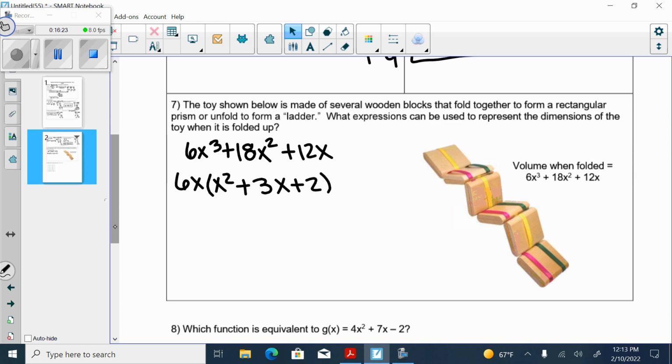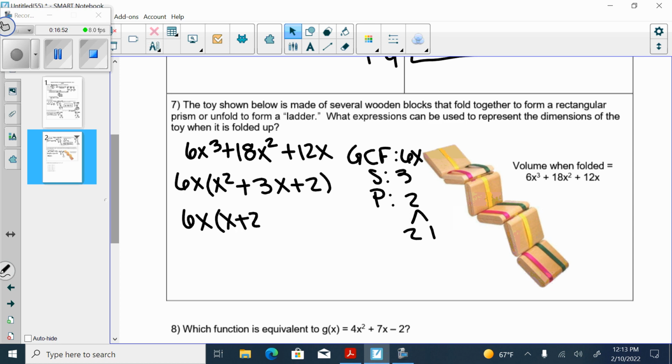Okay, so we have our GCF of 6x. What are my sum and products? 3 and 2. Good. Okay, and what's the only thing that's going to multiply to give us 2 and add to give us 3? 2 and 1. 2 and 1. Very good. Alright, so put our GCF in front. Then in my first parenthesis, I have x plus 2. And in my second parenthesis, I have x plus 1.